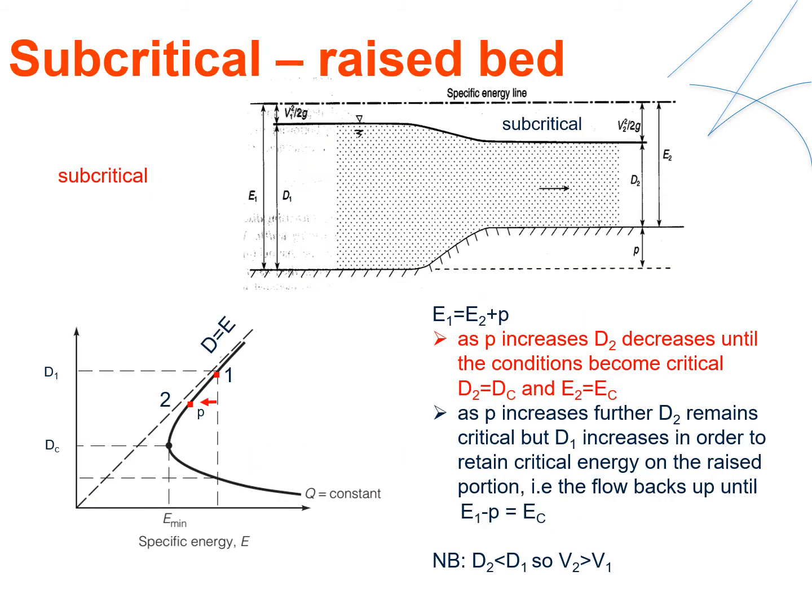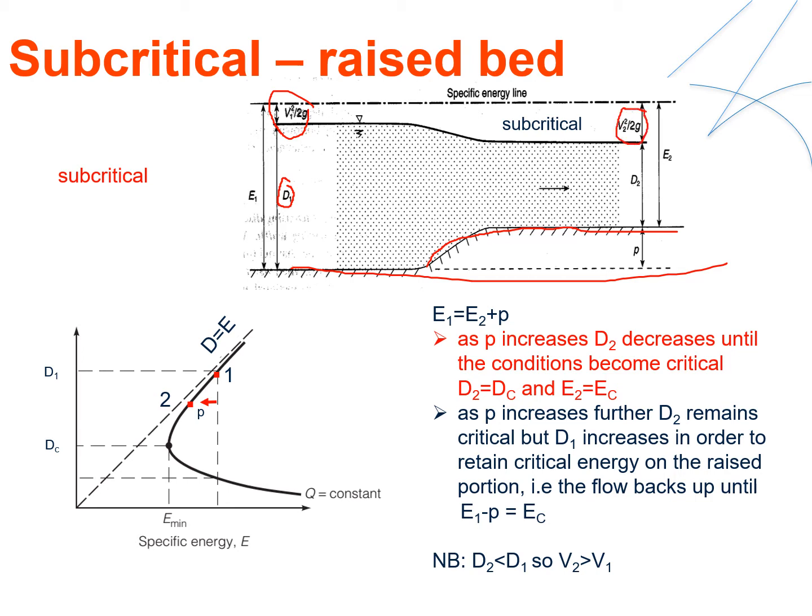Now what happens if we raise the bed? If this is a normal bed level, and we want to raise the bed. Initially the water depth was d1 and the velocity head was v1 squared by 2g. That's why the energy is d1 plus v1 squared by 2g. Now, if you raise the bed, then what happens? The depth of flow has to decrease, and to pass the same amount of flow, if the depth is decreased, then the velocity has to increase.